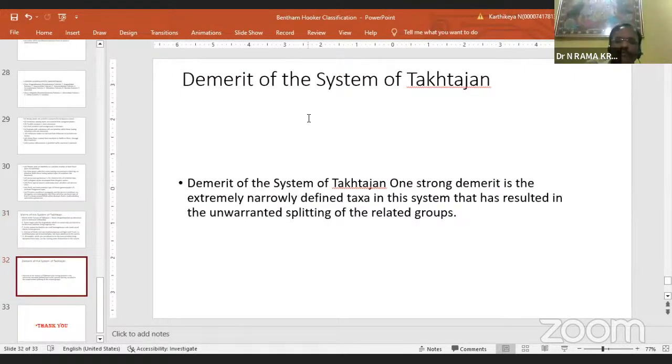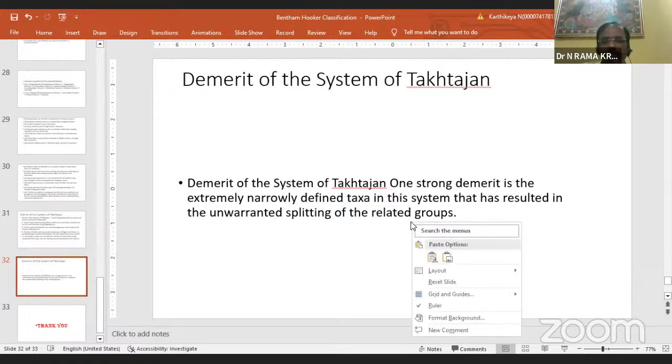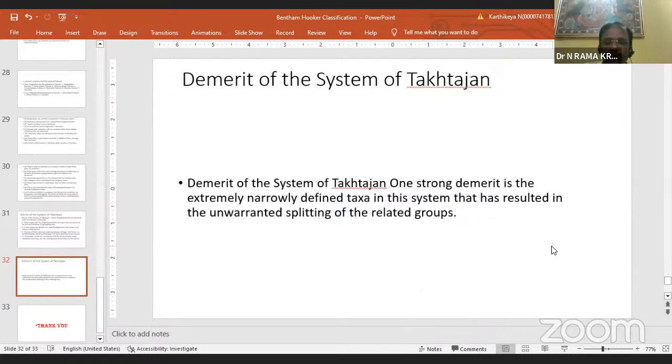Demerits of the Takhtajan system: one strong demerit is the extremely narrowly defined taxa, and the system has resulted in an unwanted split of related groups. So this is the Takhtajan classification. Okay, is it clear now? This one is only for short question purposes. And another one is Cronquist's system of classification. That is also for short question purposes.